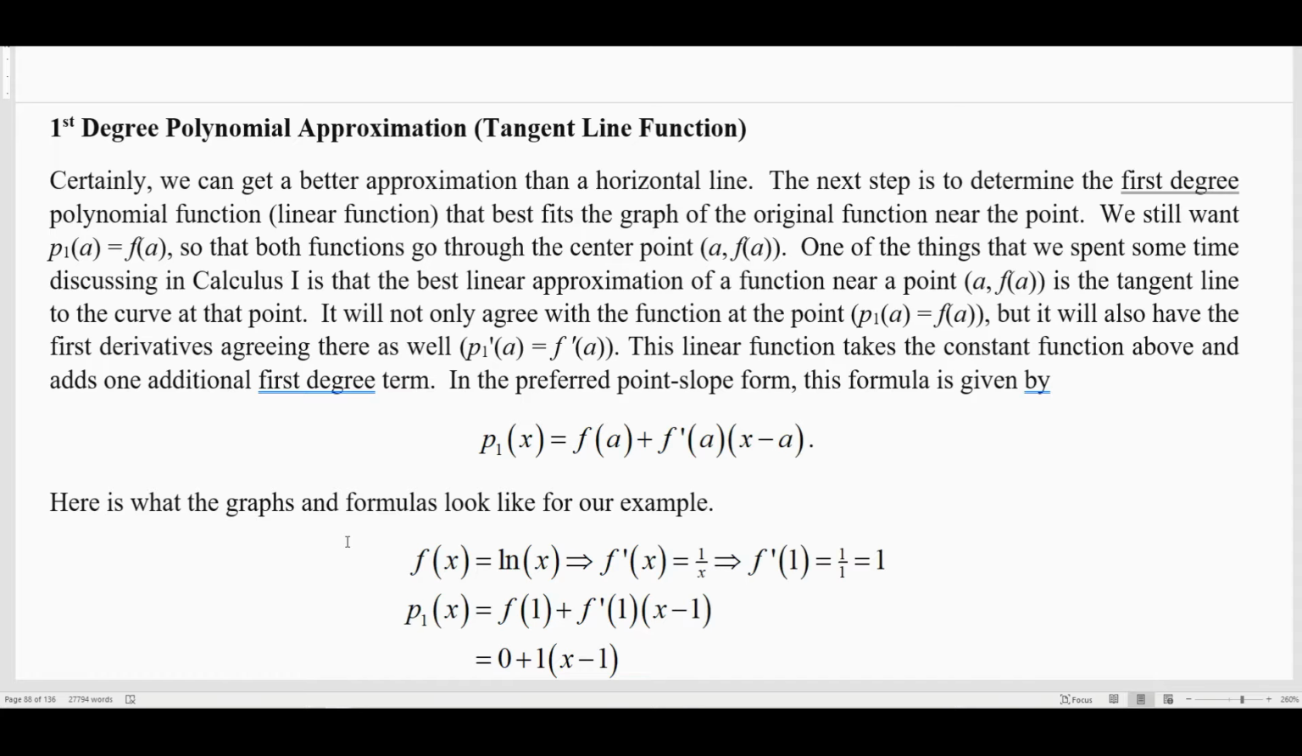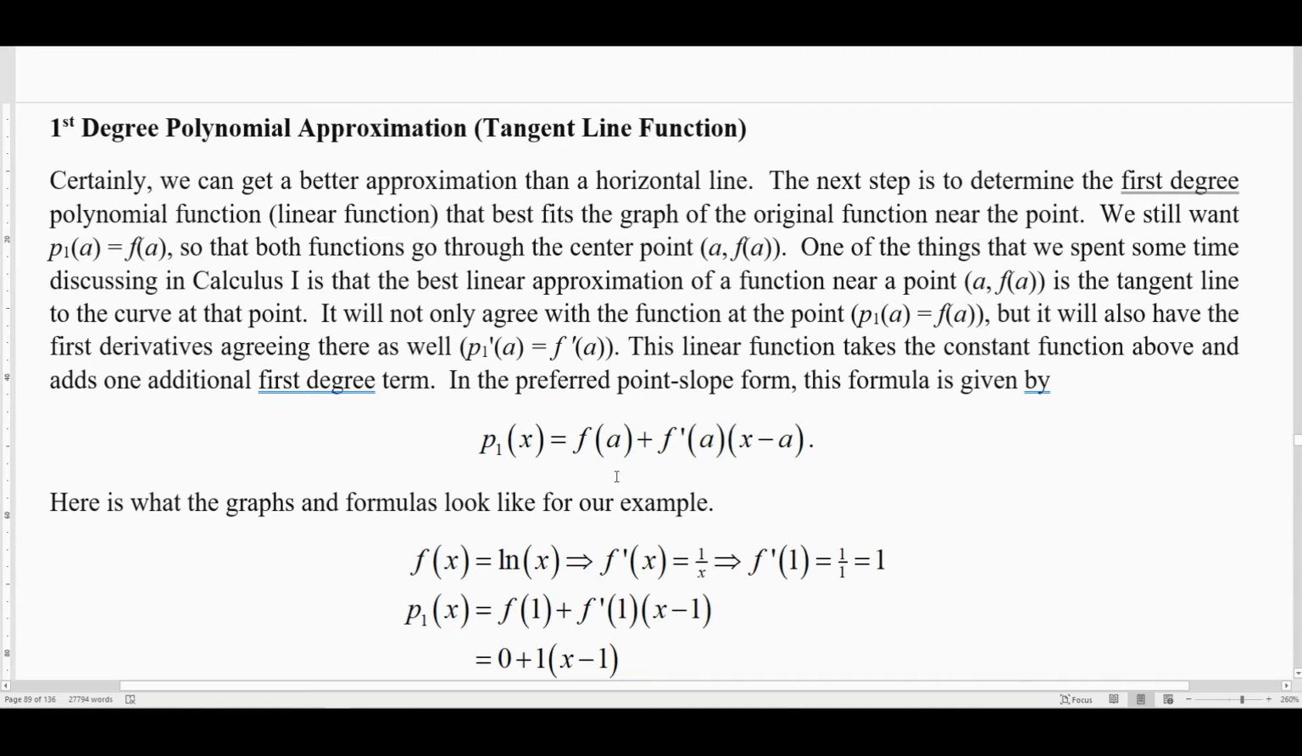We want P sub 1 of a, the value of this polynomial at a, to be f of a. So it goes through the point a, f of a, and then we want it to have the same slope. Okay, so the first derivative should agree there. P prime of a is f prime of a. And so it turns out that P1 of x is f of a plus f prime of a times (x minus a).